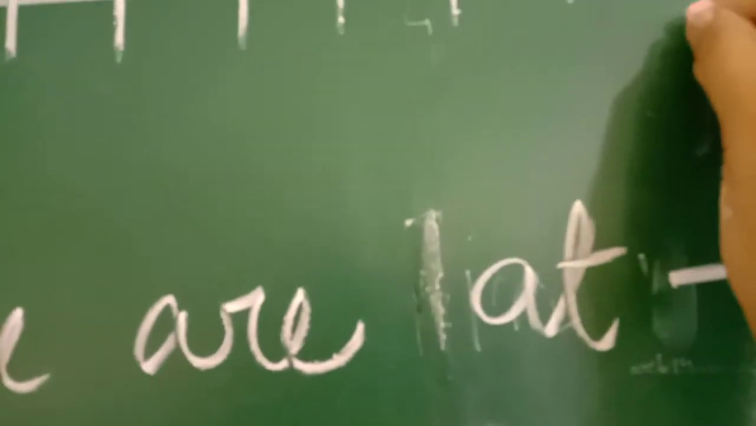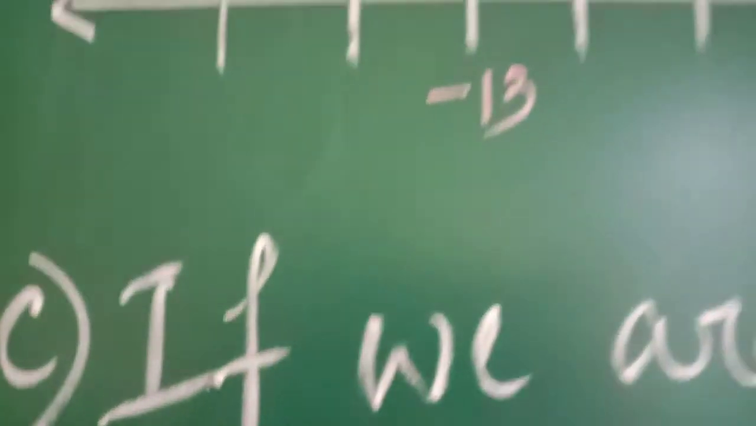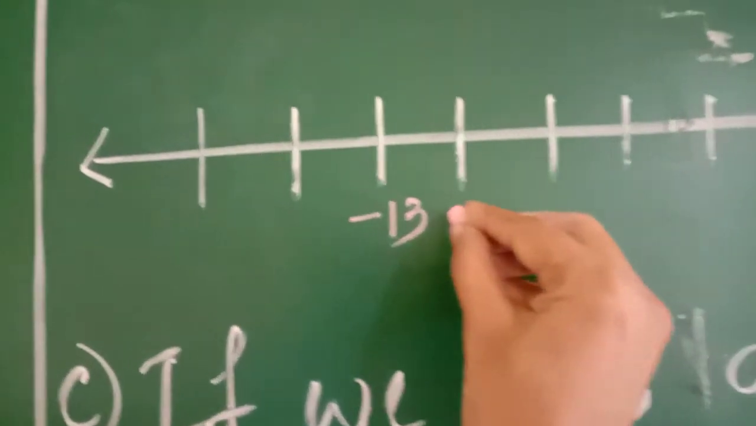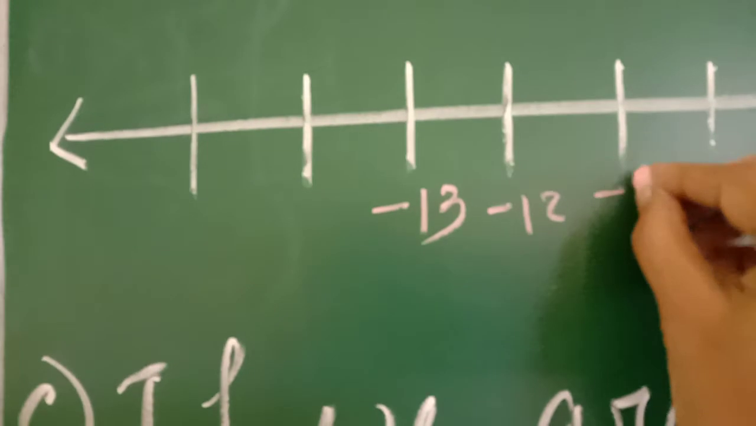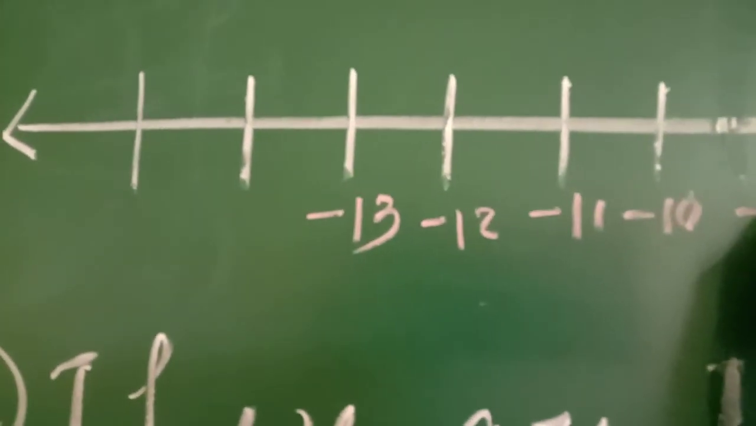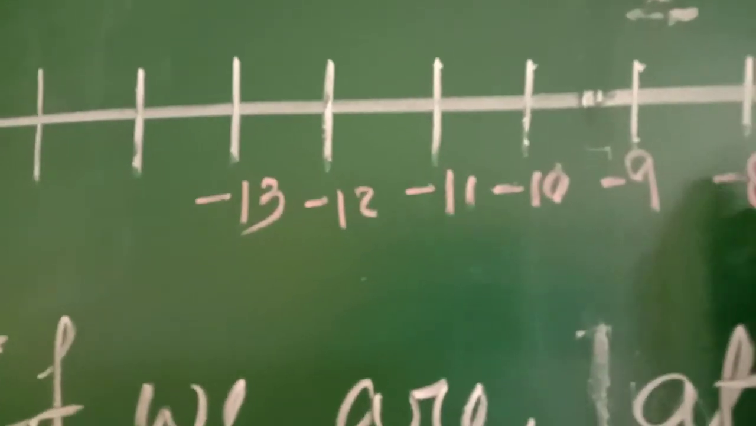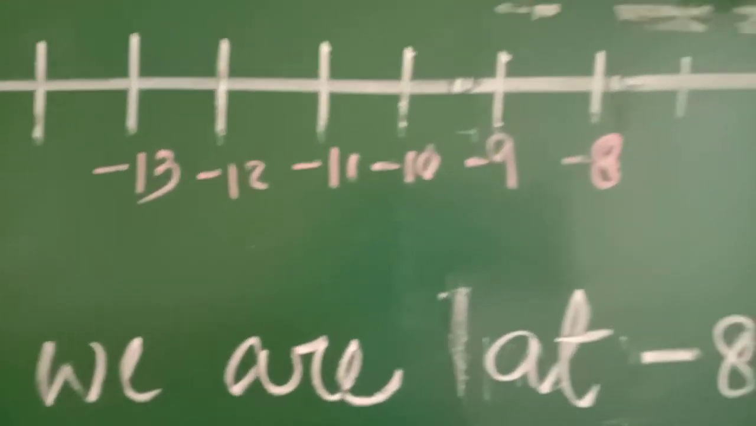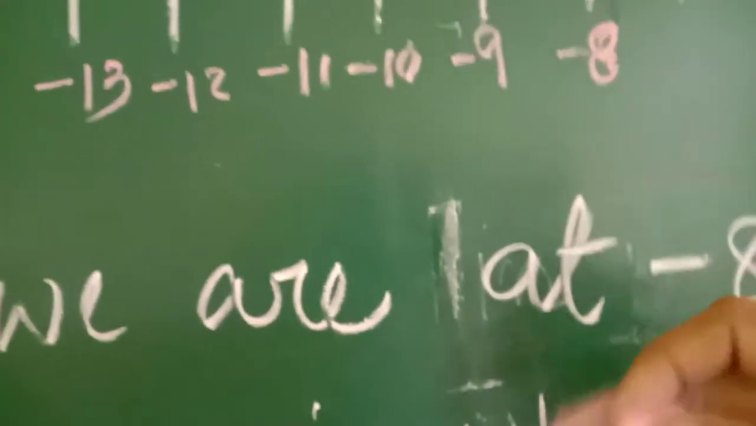Say it is minus 13. I am taking the help of a number line, minus 13. Then the next number, to the right of minus 13, will be minus 12, minus 11, minus 10, minus 9, minus 8, and we are actually going to the opposite.